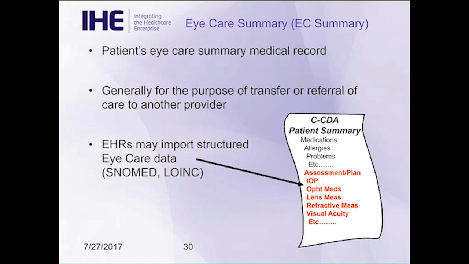We have the eye care summary, and this one is really for the purpose of transfer or referral, or to give another care provider a complete understanding of the patient, including the eye care specific data. And again, it's just injecting the eye care specific data encoded using SNOMED and LOINC and adding this kind of tables. Next one, please.